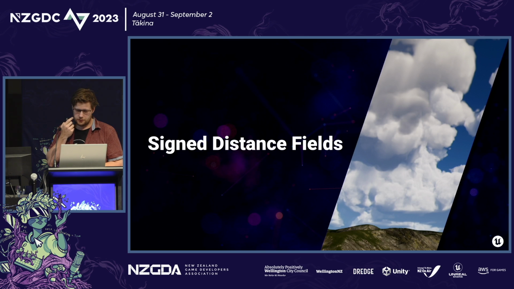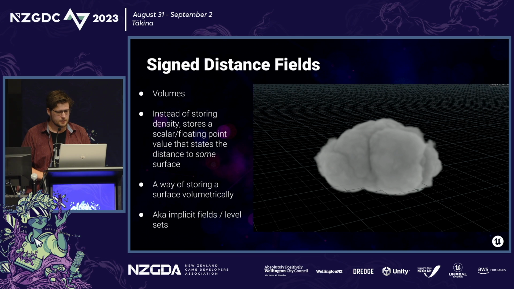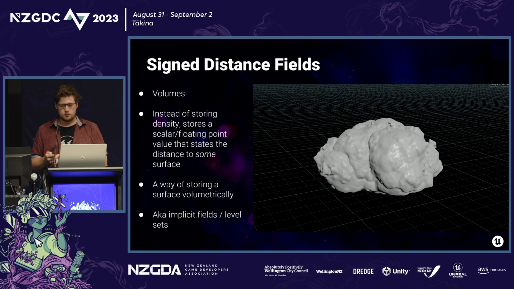So that brings me on to signed distance fields, which are one of my favorite things. A signed distance field is basically a volume. It's the same as a density volume, which stores a value at every point in space. It's just that instead of a density value, which stores how much stuff is in space, it stores a distance value to some surface. That's a bit of a weird concept to get your head around at first, but this is one way to visualize it.